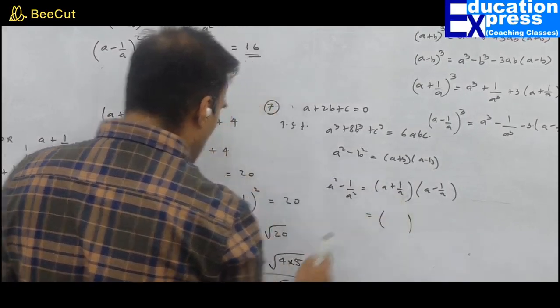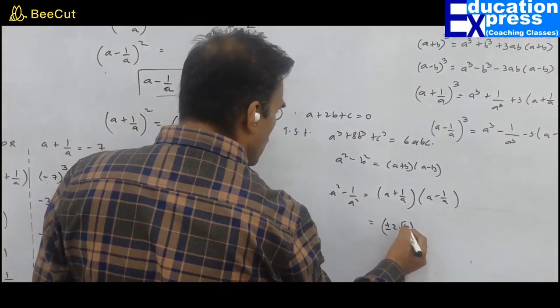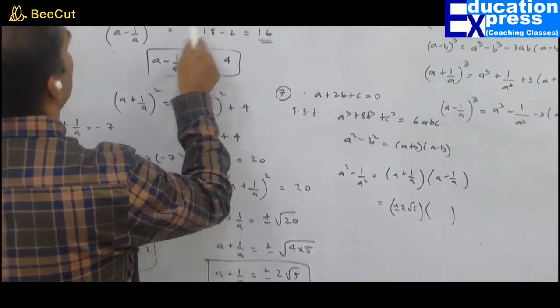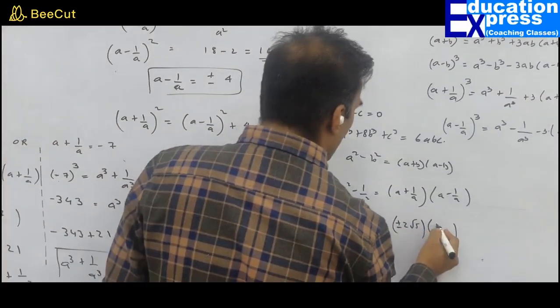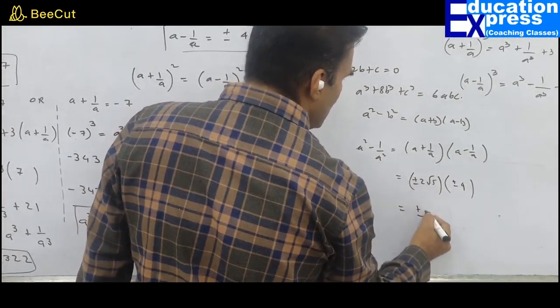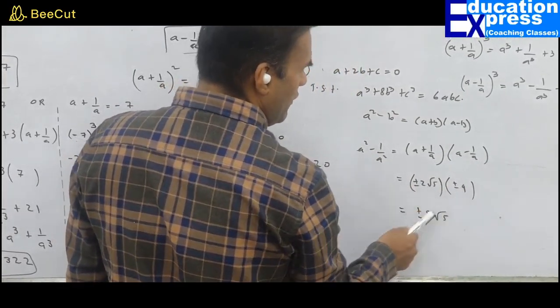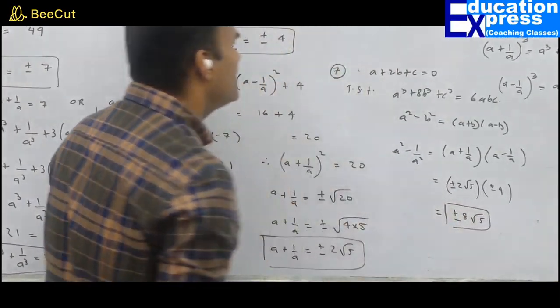Now, do you have the value of a plus 1 upon a? Yes, sir. Plus or minus 2 root 5. Do you have the value of a minus 1 upon a? Yes, sir. Plus or minus 4. So my final answer would be plus or minus 8 root 5. How? 2 into 4, which is 8, and root 5. This is the final answer.